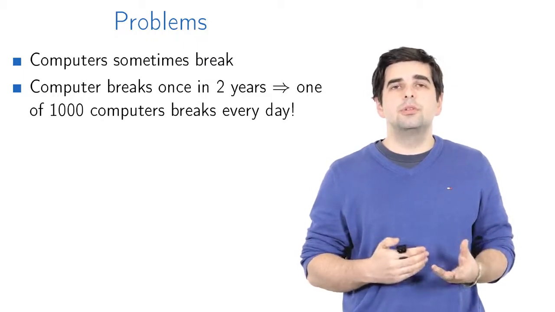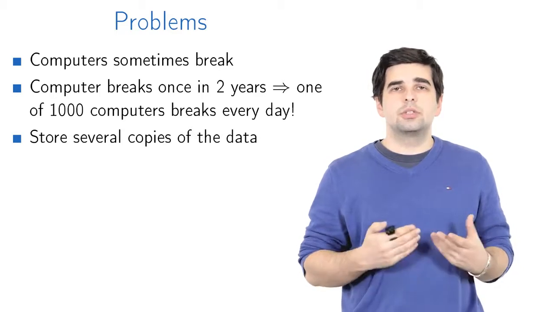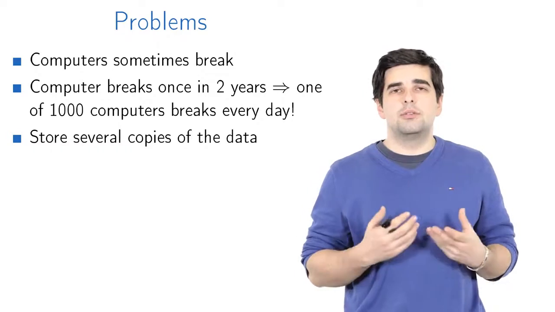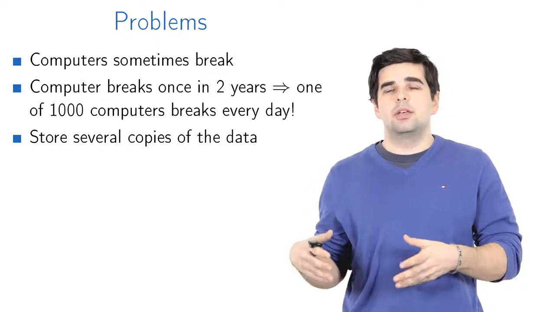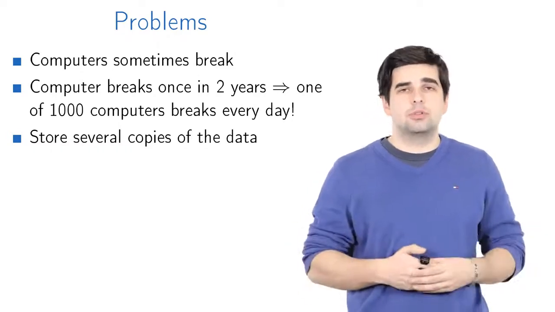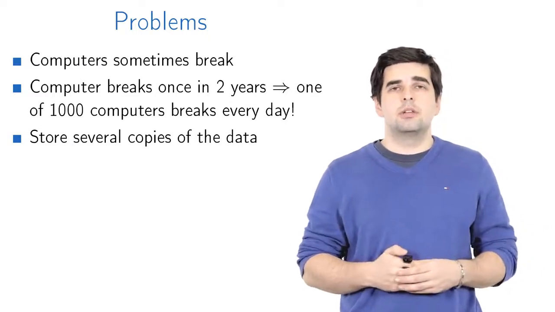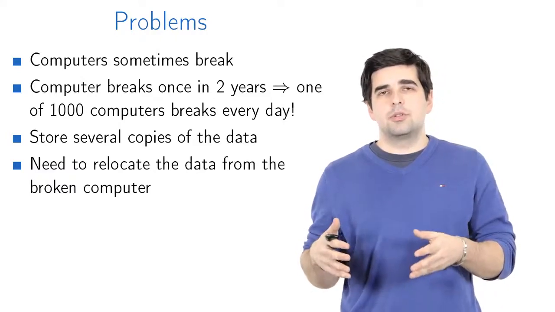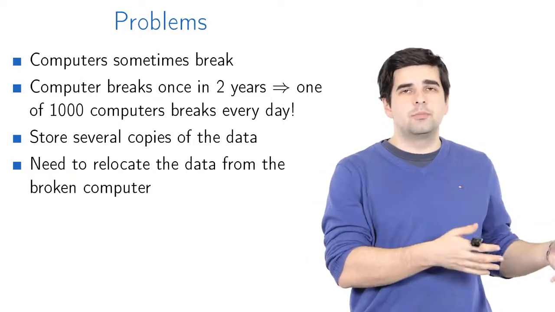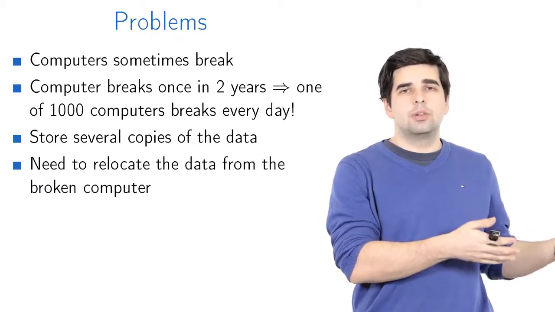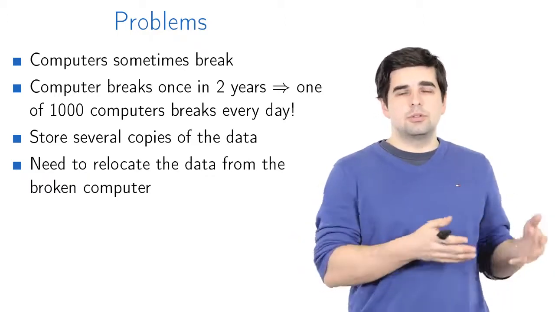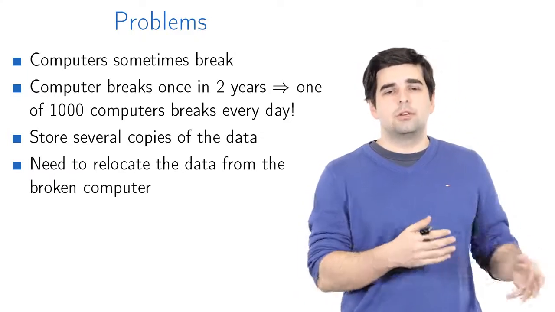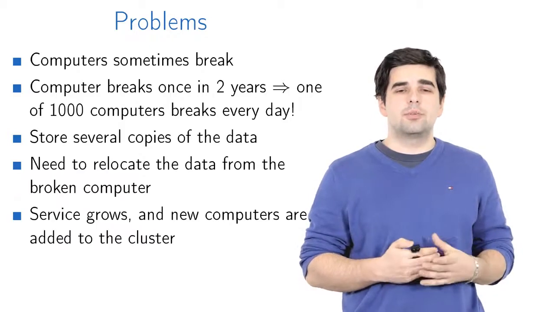You don't want to lose your user's data, so you need to store several copies of the data. So you cannot do it in a way that every computer stores its own part of data. Each part of data should be stored on several computers. And what happens then when some computer breaks? Well, luckily the data which is stored on this computer is also stored somewhere else. But if that's the only copy left after this computer broke, you need to also copy that data to some other computer so that it is again stored in several places. And you need to relocate the data from the broken computer.